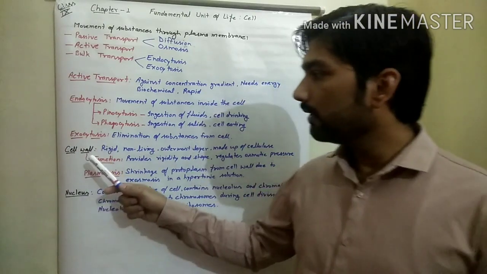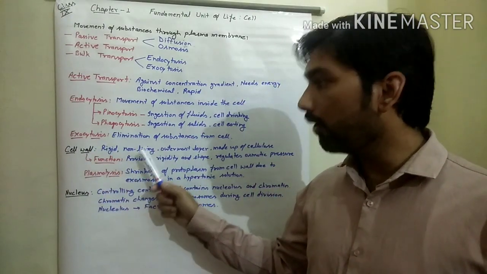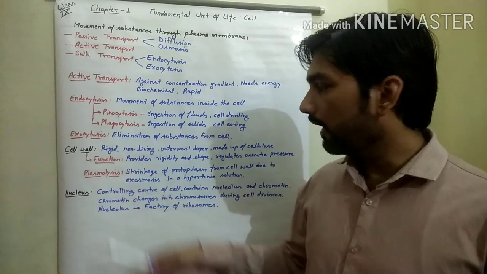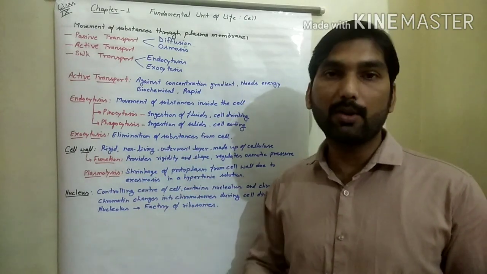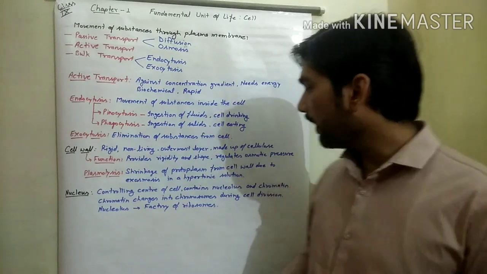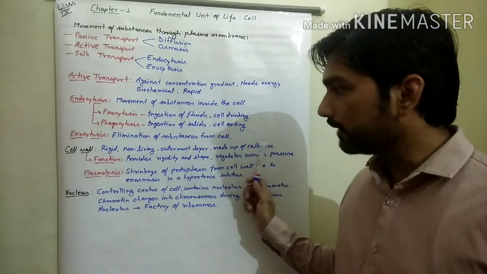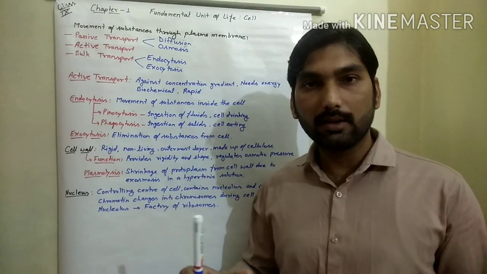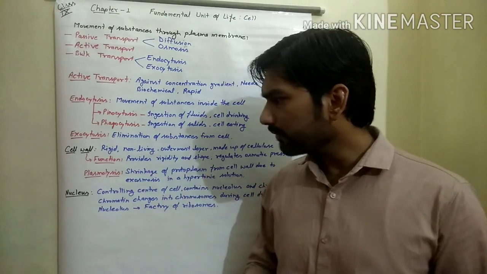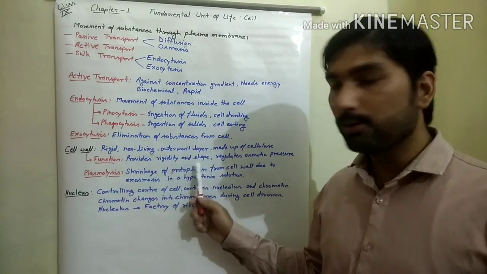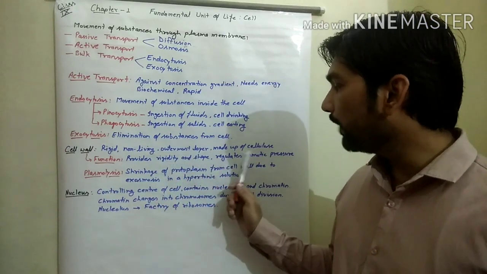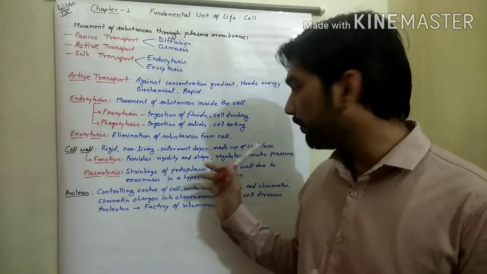Then we have seen the cell wall, that is a non-living, rigid, outermost layer in the plant cell as well as in some prokaryotes and some fungi. And in plants it is made up of cellulose. Cellulose is a complex sugar. Its function is what? To provide rigidity and shape to the plant cell, and it also regulates the osmotic pressure.